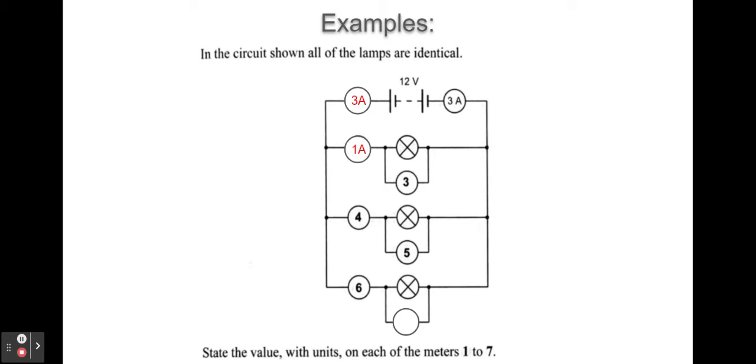The voltage across each component in a parallel circuit is the same as the supply voltage though. So the voltage across the lamp will be 12 volts. 1 amp, 12 volts.